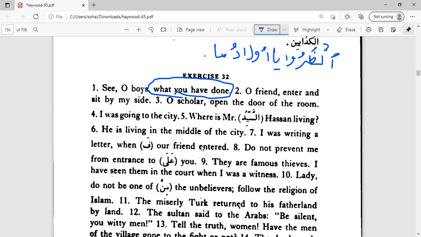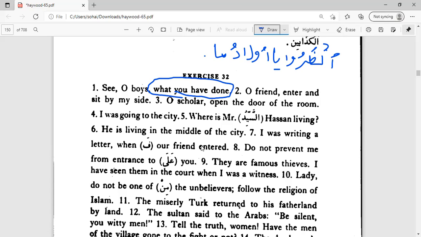Read the conjugation of the verb fa'ala for me. Ana fa'altu. Nahnu fa'alna. Anta fa'alta. Anti fa'alti. Antuma fa'altuma. Antum fa'altum. Antunna fa'altunna. Huwa fa'ala. Huma fa'ala. Hum fa'alu. Hiya fa'alat. Huma fa'alata. Hunna fa'alna. So this is very important. This is basic stuff.